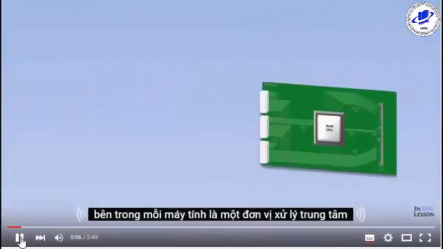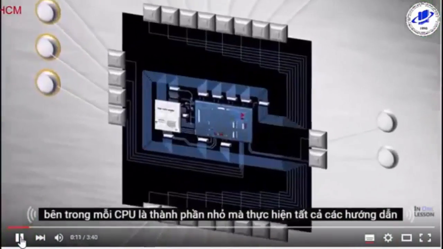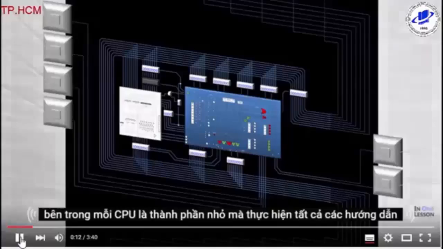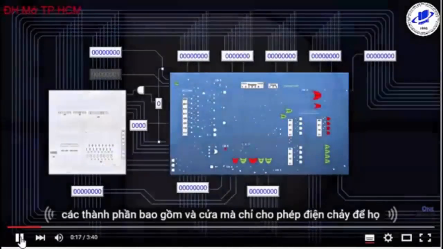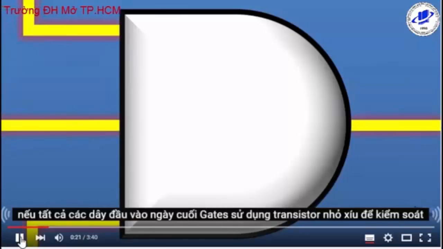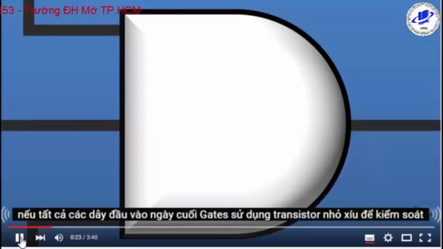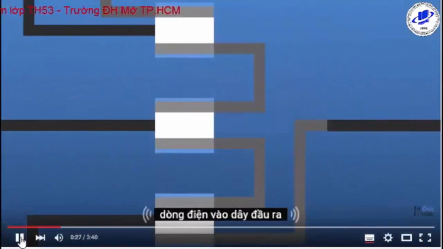Inside every computer is a central processing unit, and inside every CPU are small components that carry out all the instructions for every program you run. These components include AND gates, which only allow electricity to flow to their output wire if all their input wires are on. The AND gates use tiny transistors to control the flow of electricity to the output wire.